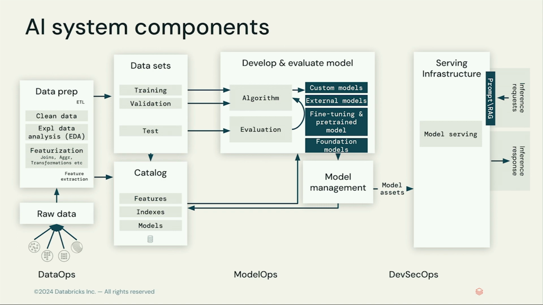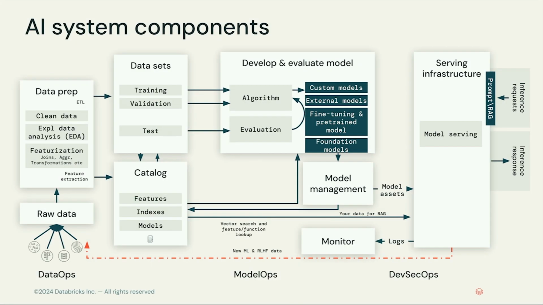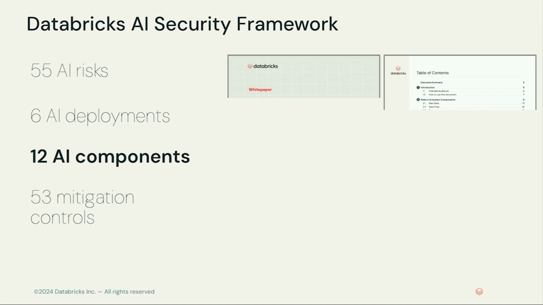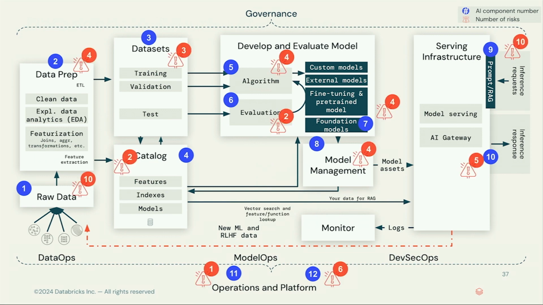Okay, so armed with this understanding of AI system components, let's see how this transpires into the risk side. So we understood 12 components. We understood 6 different deployments, and then we got the 12 components that we talked about. Now let's put those risks on top of this, right? So those 55 risks that we talked about, we placed them in the white paper on a respective component. That's why those numbers that we talk about, like data prep, and then we have certain risks that we annotate, right?